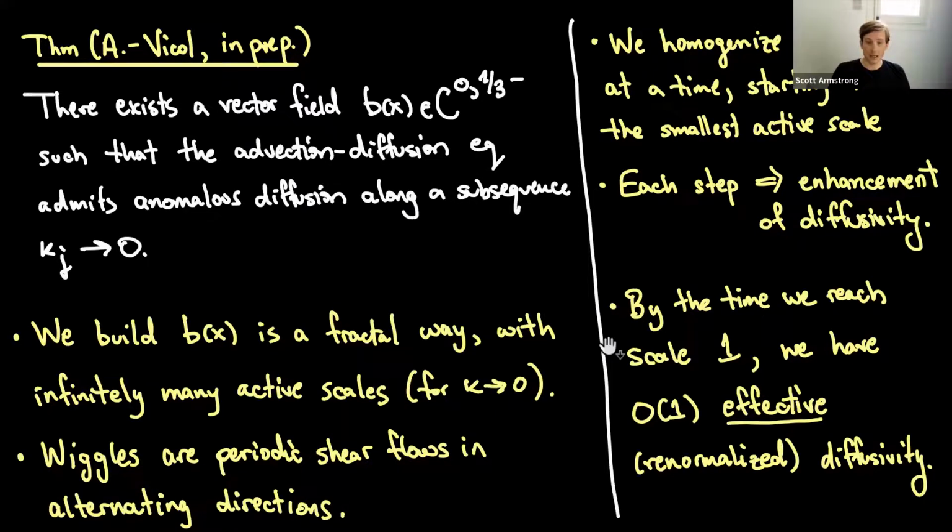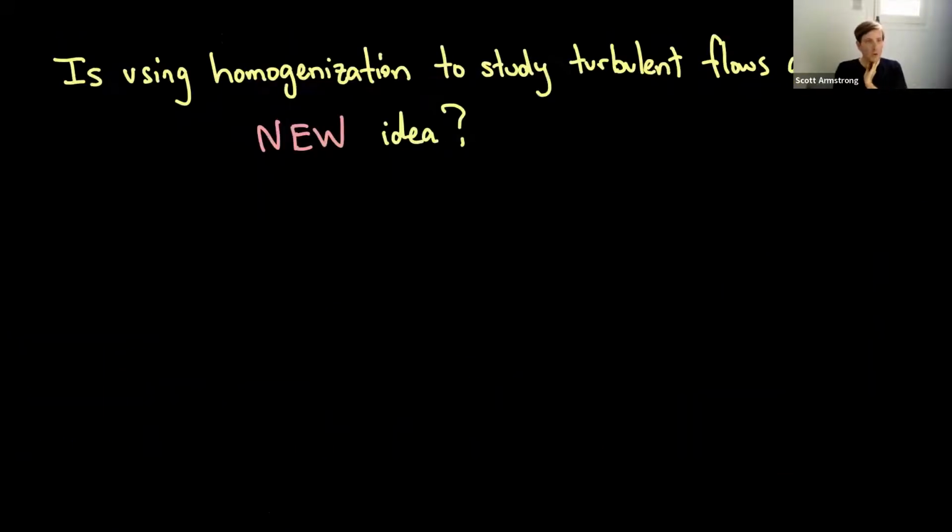And you just need that the O(1) is bigger than the error that you made going across those infinitely many scales. And if it is, then you win, you have anomalous diffusivity, okay? Because that homogenized matrix really does tell you the rate of diffusion or of dissipation, okay? So that's what we do.